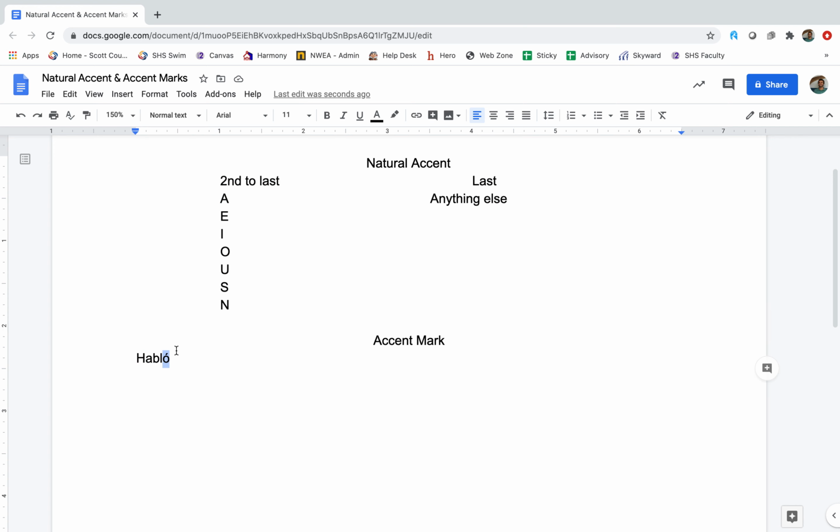So where's the emphasis in this word? What syllable carries the accent for the word? The last one, because that's where the accent mark is. We'll do another example here.